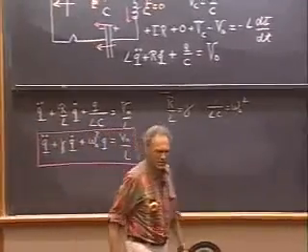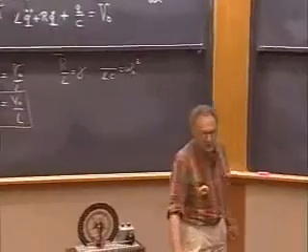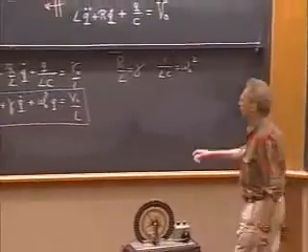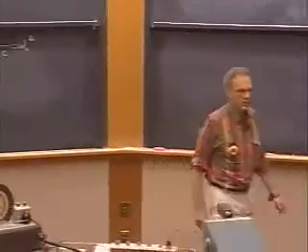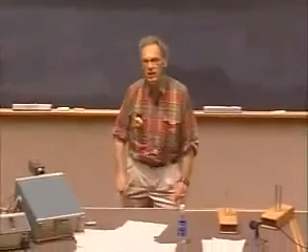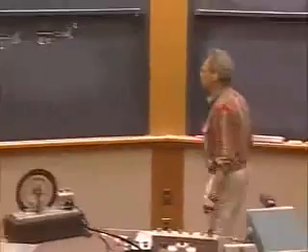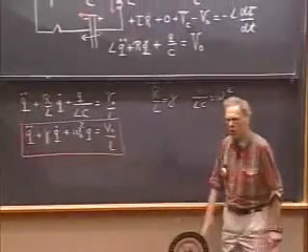You recognize that gamma is the damping. R over L has the same function as the damping had in the case of the spring. In the case of the spring, it was B over M. Here it is R over L.